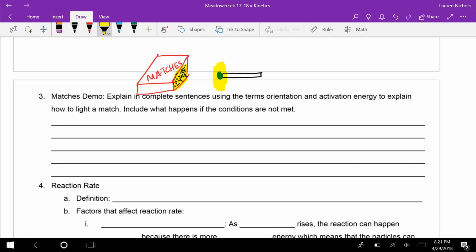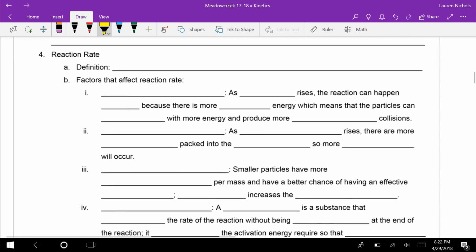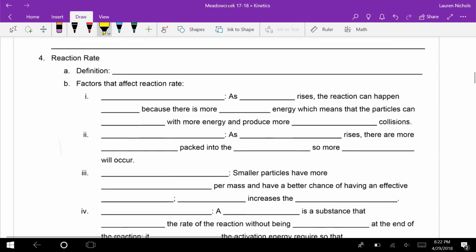And so when the demo says to explain in complete sentences using the terms orientation and activation energy to explain how to light a match, we know that a match has to have the correct orientation and must be struck with enough force to have enough energy to overcome the activation barrier in order to light. And if the orientation or the energy are not met, those are the conditions we were talking about, then the match will not light. And so that's important to understand. And so in our next video, we'll come down here and we will talk about reaction rate and what that looks like.